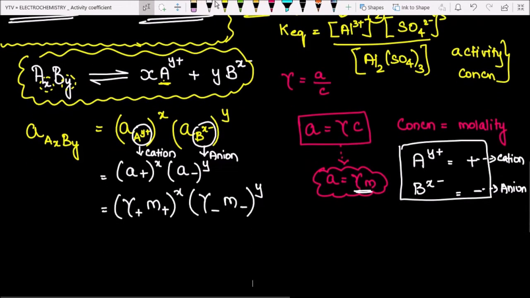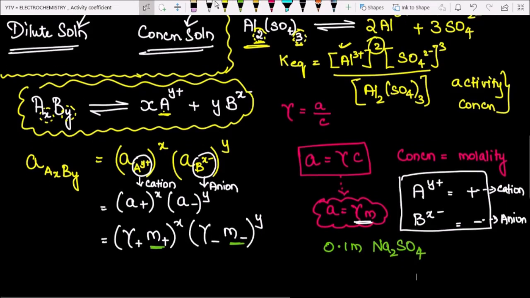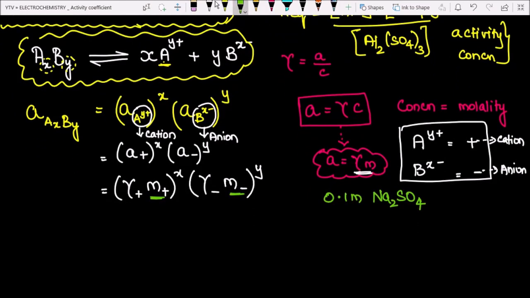Now what can I do? Here we have this molality of cation and molality of anion. Now I'll give you a simple example. Like if we have 0.1 molar Na2SO4. If I have to split this Na2SO4, how will I split it? I'll split it as 2 Na+ and SO4 2-, right?